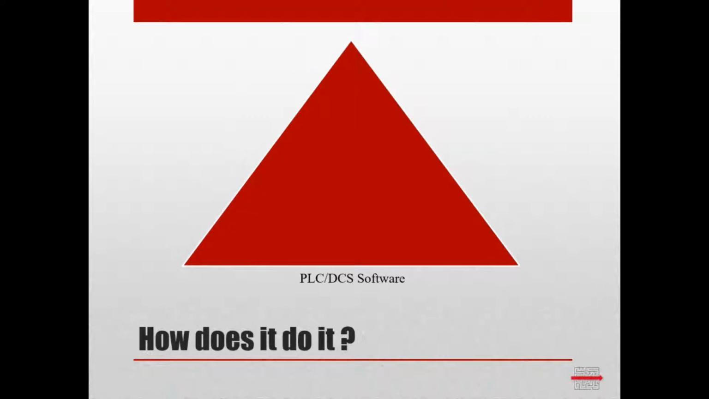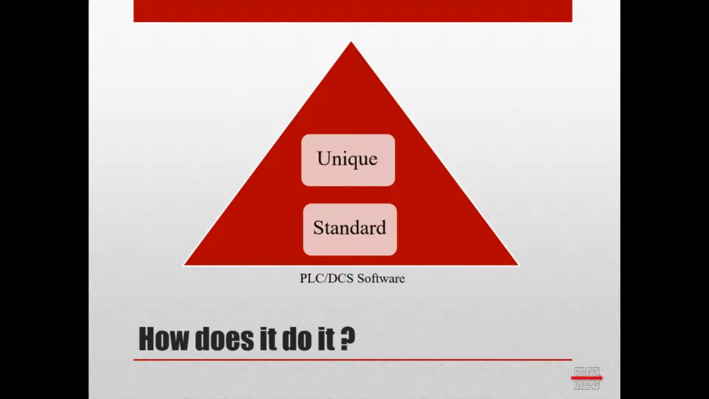How does PLC-Easy reduce the complexity in the architecture? In order to answer that question, we must have a look at the architecture that is used in conventional PLC and DCS solutions, which can be compared to a pyramid. At the bottom of the pyramid, we find the standard software. In the middle of the pyramid, we find the unique software that provides the functionality that is required. And at the top layer, we find software that supports the layers underneath.